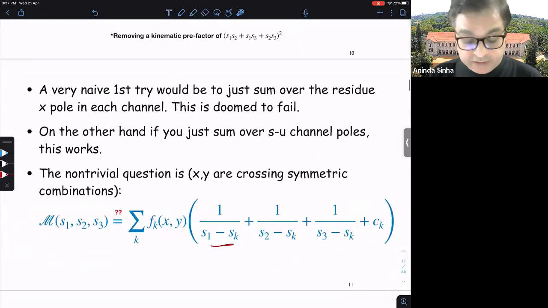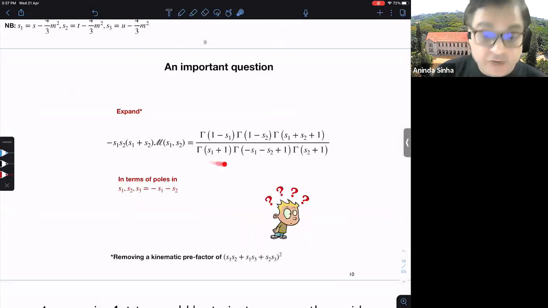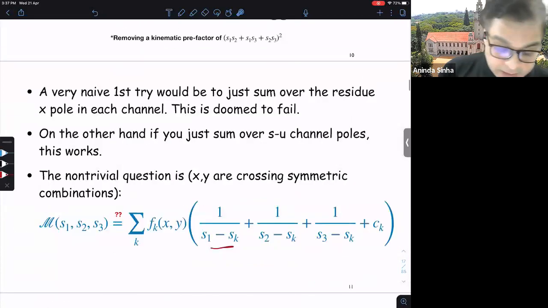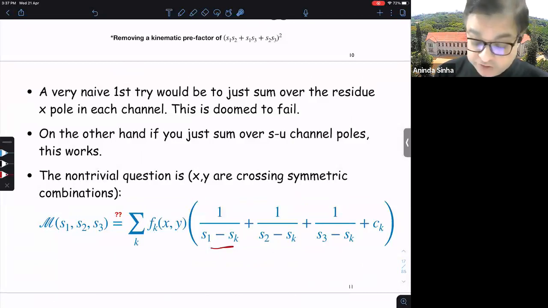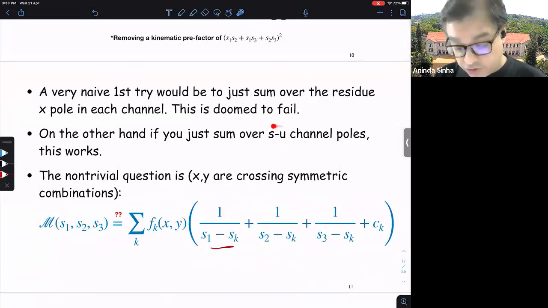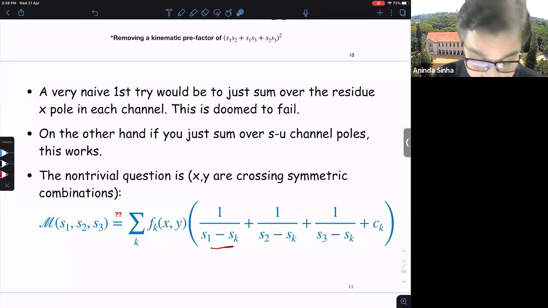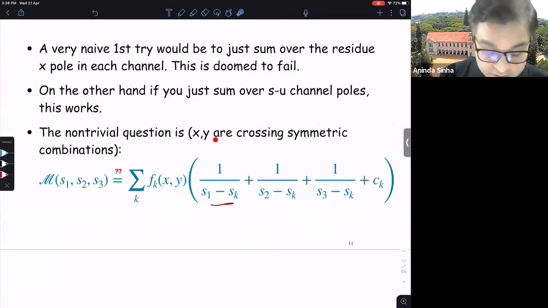You could do this first exercise, and it is doomed to fail. You would first naively sum over the residues. This does not work. This is a very useful exercise. In fact, anybody who's getting bored with this talk can open Mathematica, copy this function down, and try to see if you can write it as a sum over poles. But if you did the other thing, which follows from the dispersion relation intuition, and just summed over the S and U channel poles, then this works. It works because there is a dispersion relation which makes the SU interchange symmetry manifest, which is the fixed-u dispersion relation. So the non-trivial question I'm asking is whether there is a representation of this kind for the amplitude.